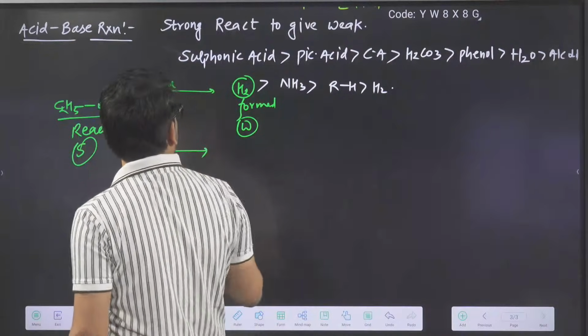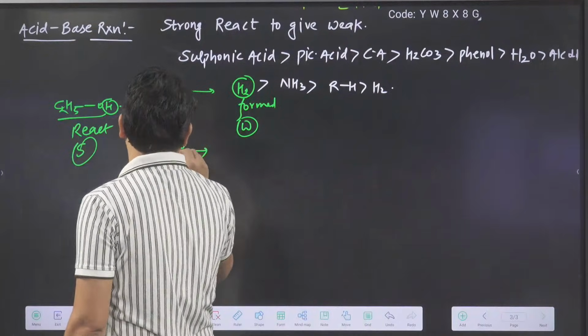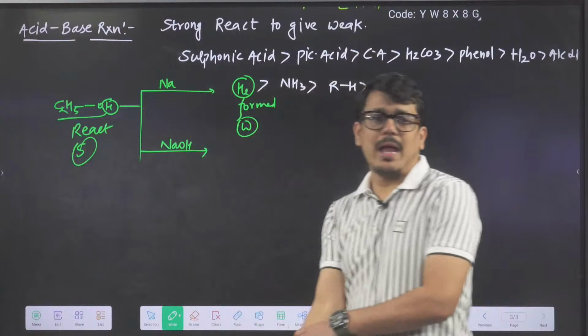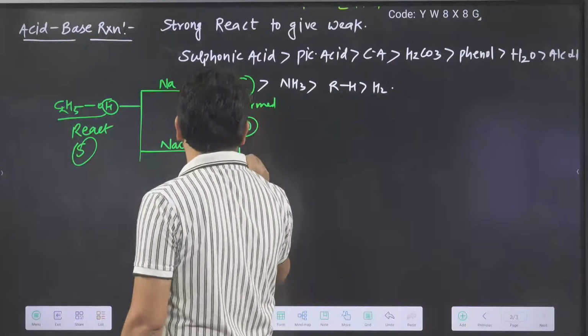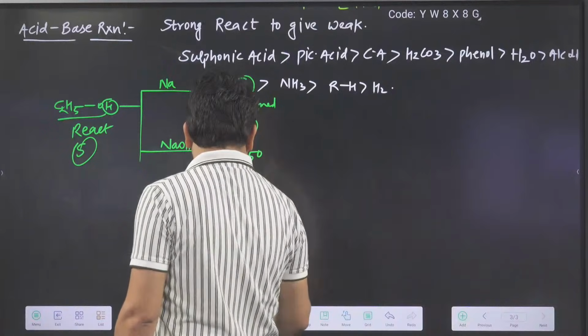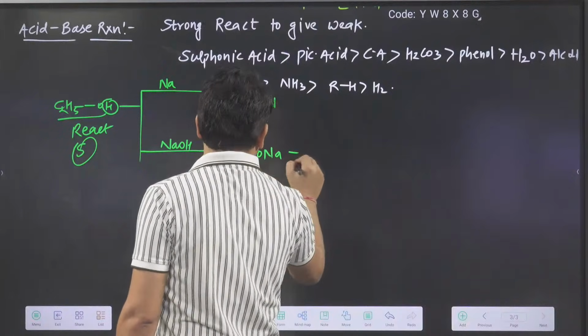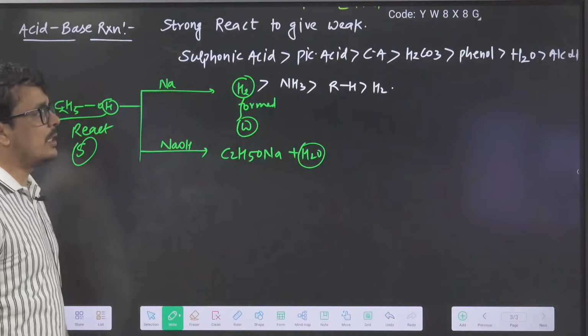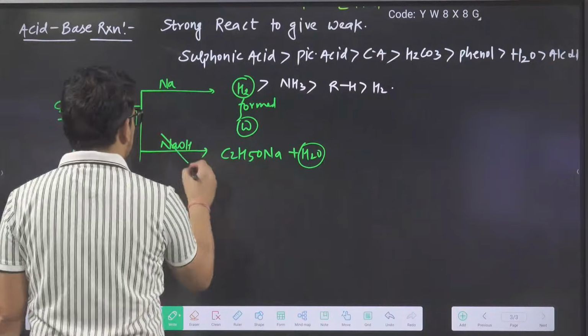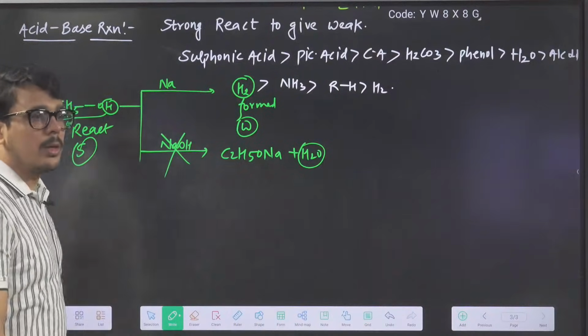Possible. If I said next here, let's say NaOH. When NaOH reacts with this one, what do we expect as a product? C2H5ONa plus H2O. Now tell me, H2O or alcohol, which one is more acidic? H2O is more acidic. That is why this reaction is possible.